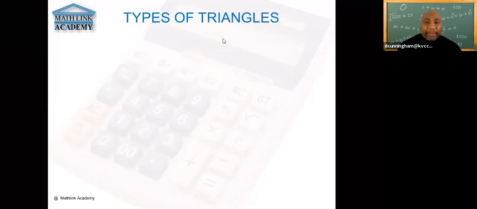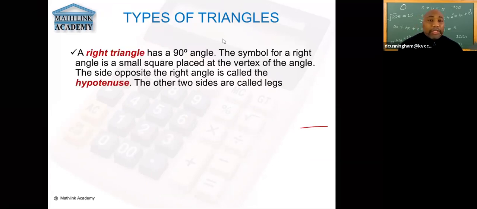Again, we're going to talk about types of triangles that I want you to make sure you memorize or be familiar with. An important type of triangle that we want to talk about, either later on in some of our future videos or that you may have seen in past videos, is called a right triangle. A right triangle has a 90-degree angle. The symbol for a right triangle is a small square placed at the vertex of the angle. The side opposite the right angle is called the hypotenuse, and the two other sides are called legs.